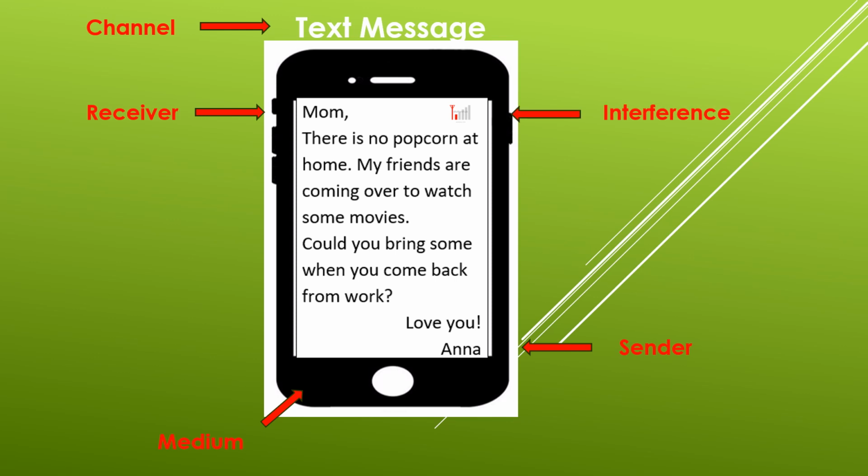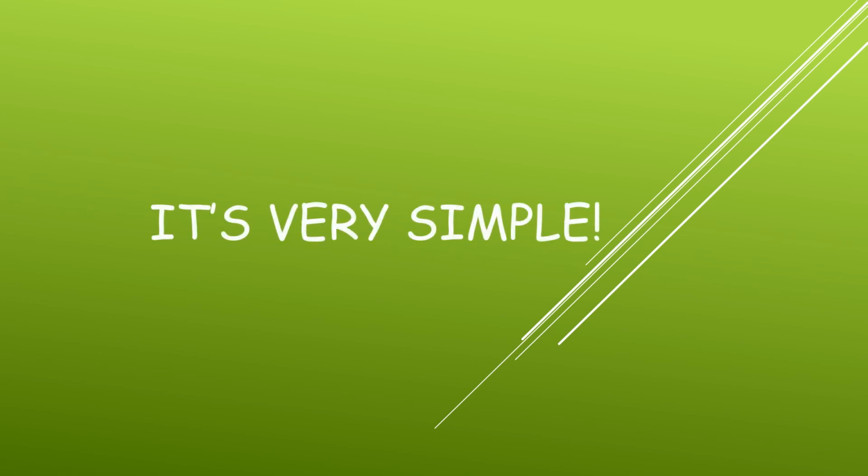Finally, there is the interference. If we notice, there's almost no signal, and that message probably will not get delivered. In this case, probably Anna's mom won't get the message. It's very simple, don't you think?